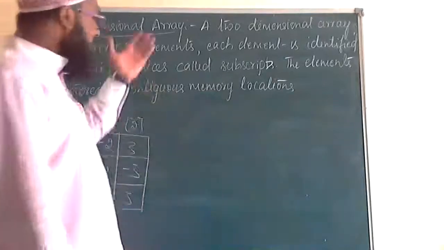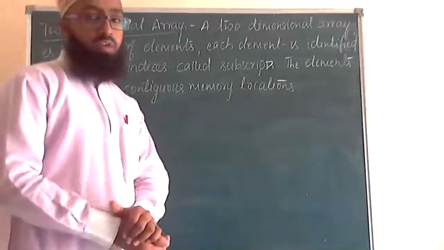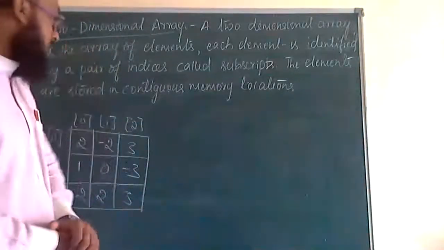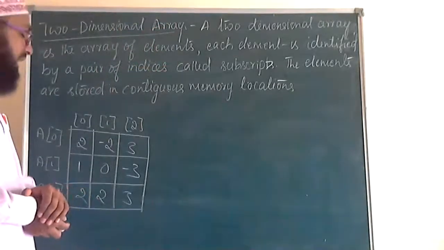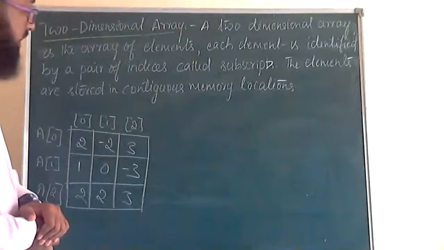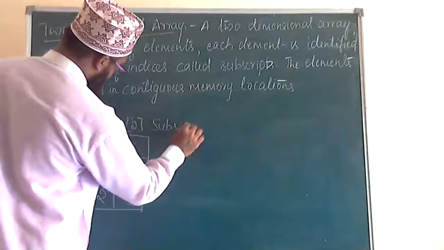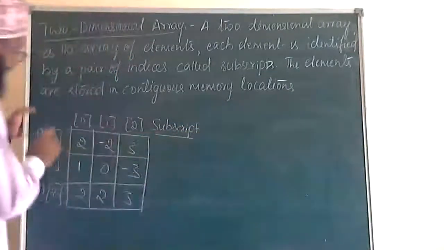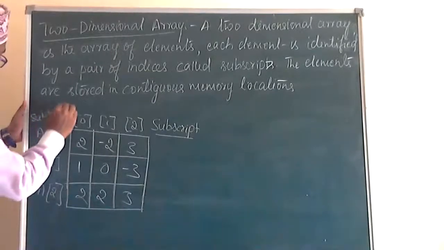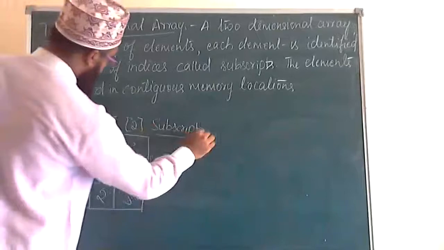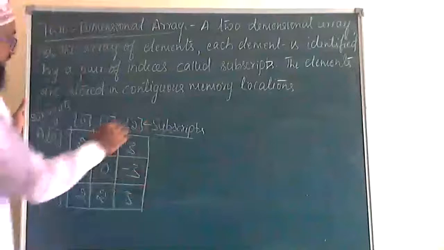Look here. A one-dimensional array can be defined as an array of a single row or a single column. But a two-dimensional array is an array of elements. Each element is identified by a pair of indices. What are indices? You already know that this is a subscript. Then here also a of 1, 2, 3 are subscripts. These are subscripts and these are also subscripts.